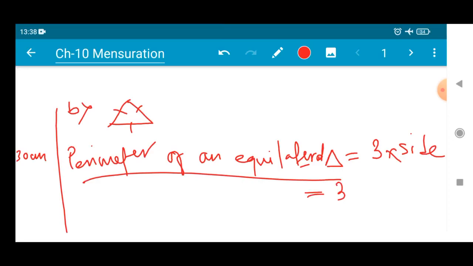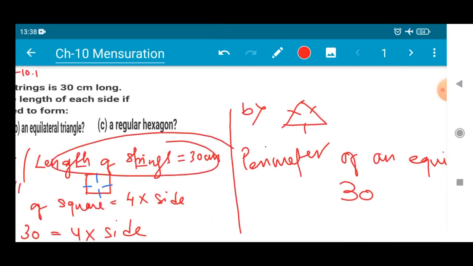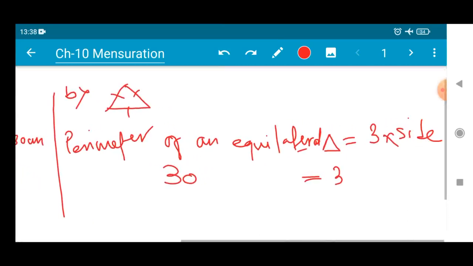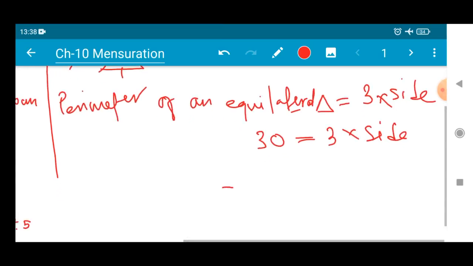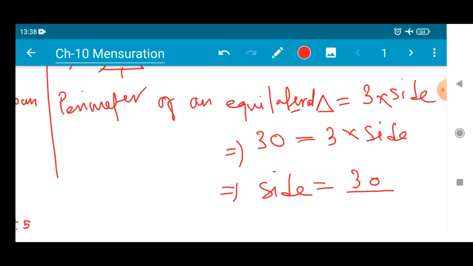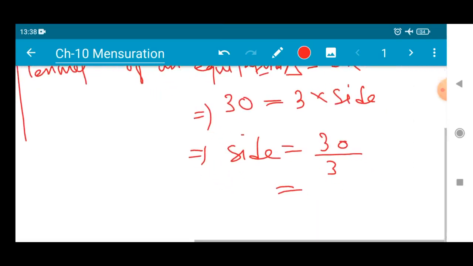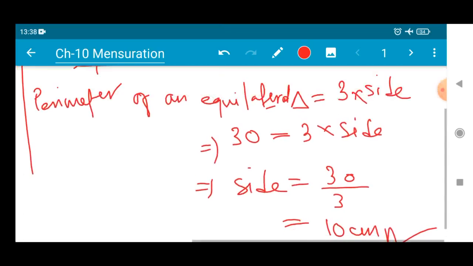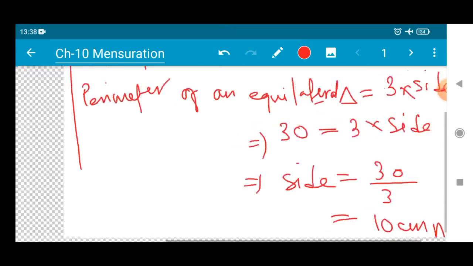Now we know the perimeter of the equilateral triangle, that is 30, because the perimeter of the equilateral triangle and the total length of the string is equal to 30 centimeter, which we are now using to make our equilateral triangle. So 3 into side is equal to 30. Side we can find as 30 divided by 3, which is 10 centimeter. Simple, very easy. So I hope you guys understood this, right?